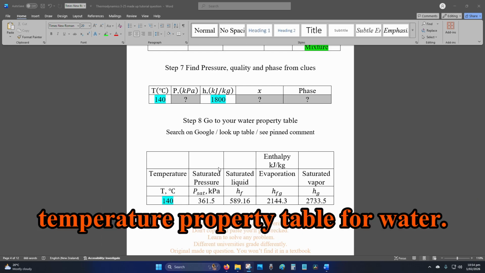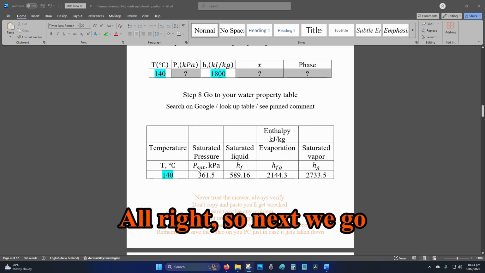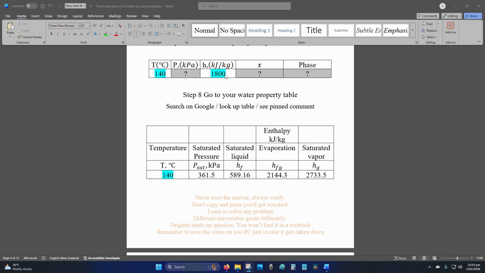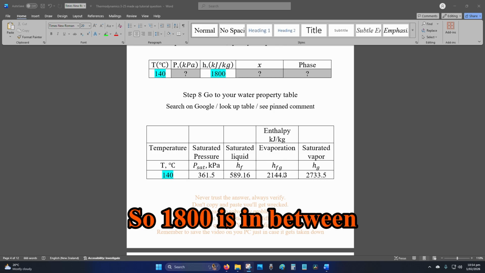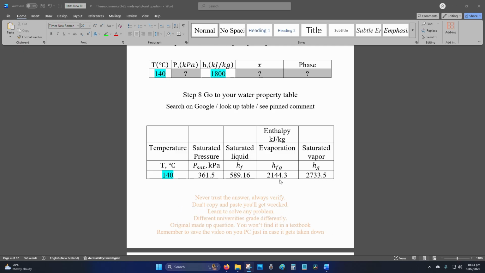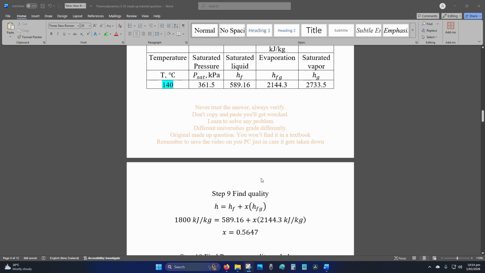So we go to the temperature property table for water. Alright, so next we go to 140 degrees Celsius. Then we compare the enthalpy. So 1800 is in between saturated liquid and evaporation. So that means it's a saturated mixture.